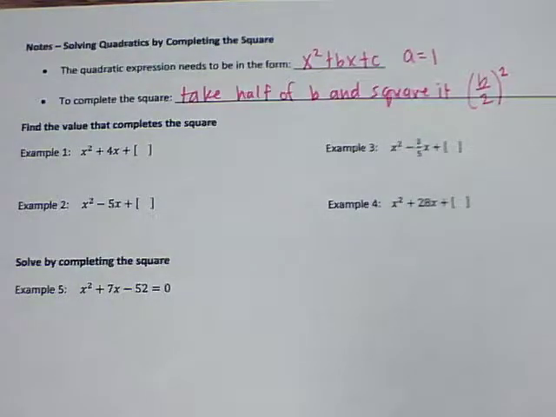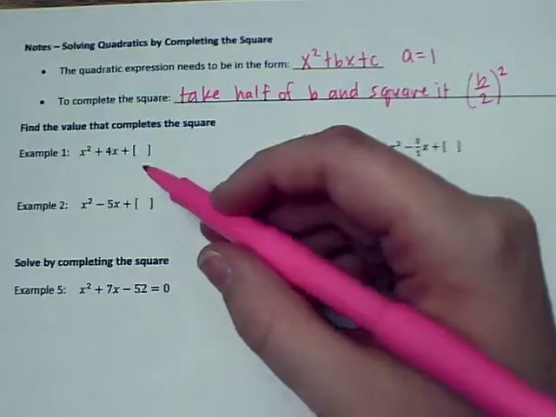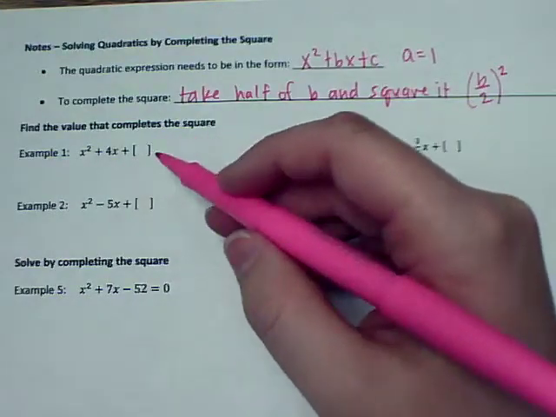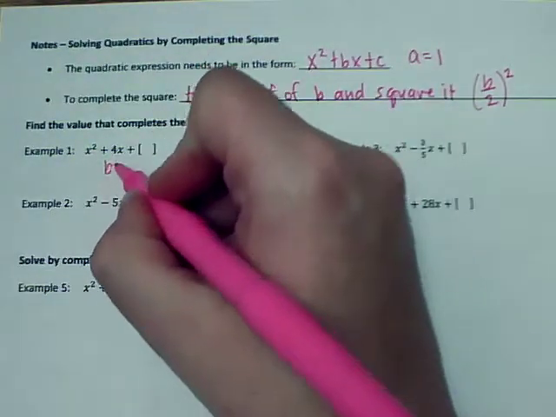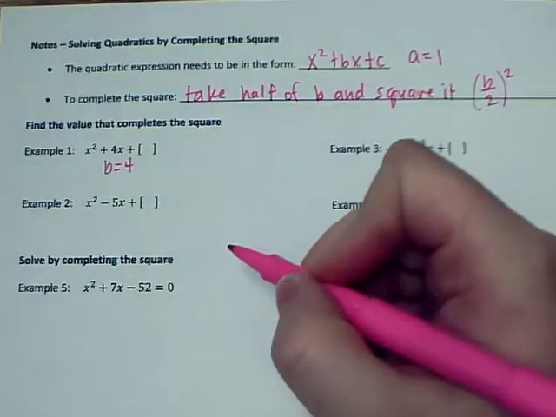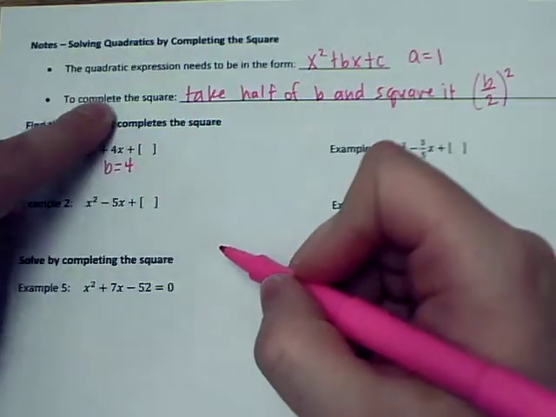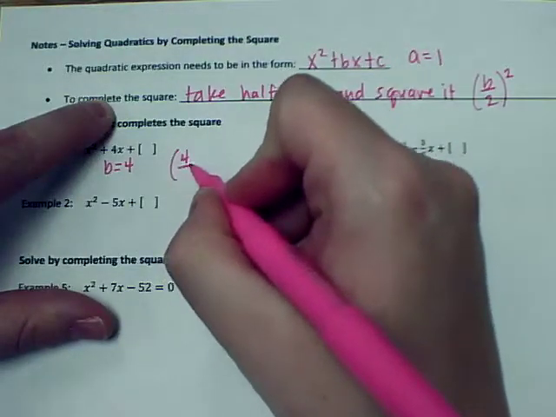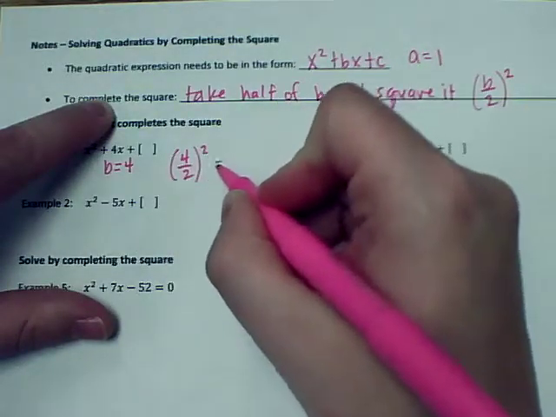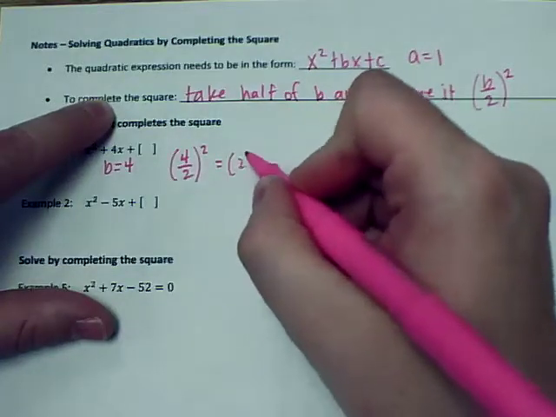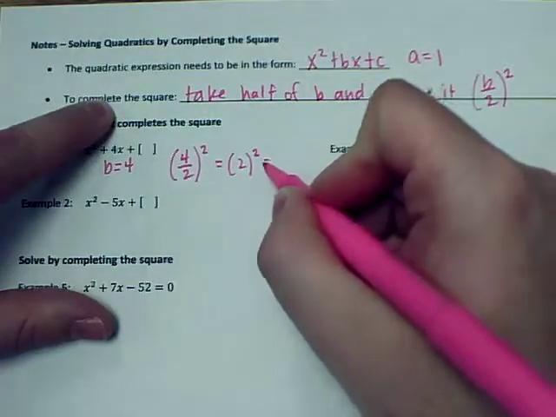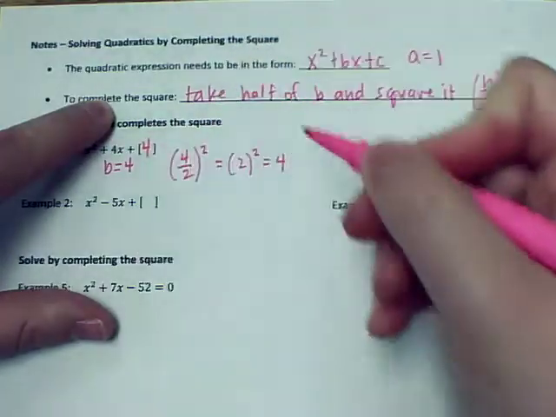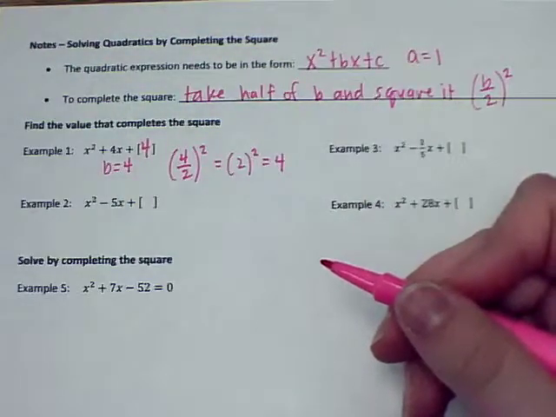So if I look at example 1, I have x squared plus 4x plus a box plus our square. I'm going to look at my b value, which is 4. And we're going to do exactly what this bullet up here says. So I'm going to take half of b and square it. Well, half of 4 is 2, then 2 squared is 4. So in this case, my completing the square is 4.